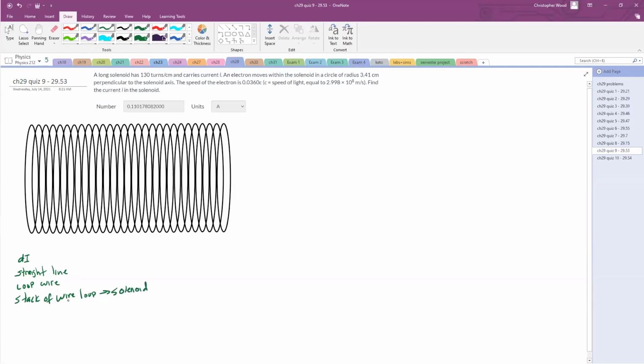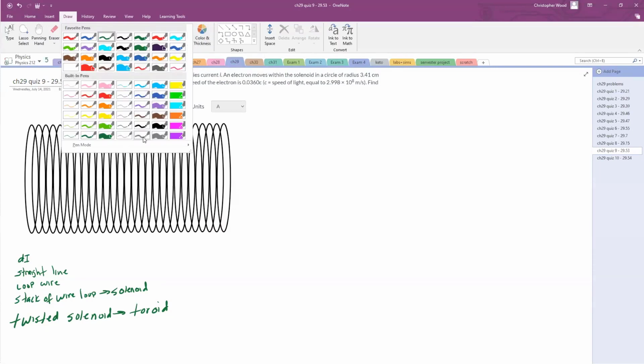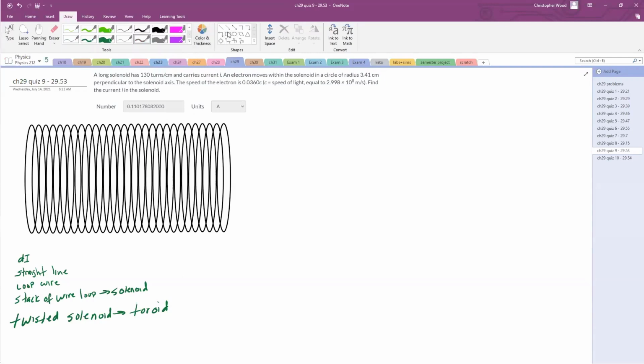And then the final destination would be a twisted solenoid, and you find these everywhere too. A twisted solenoid is called a toroid, as in Taurus. All right, so you have this solenoid, and from last time in the lecture video, we like solenoids because they create a very uniform magnetic field. And we like magnetic fields because they store energy.